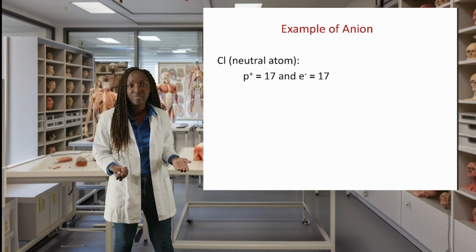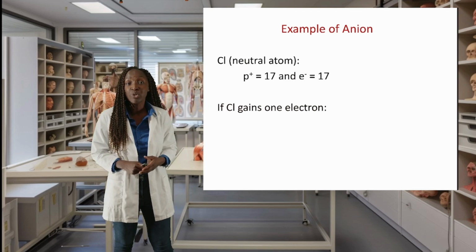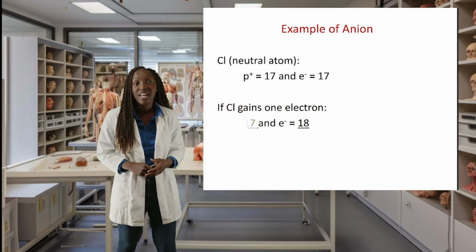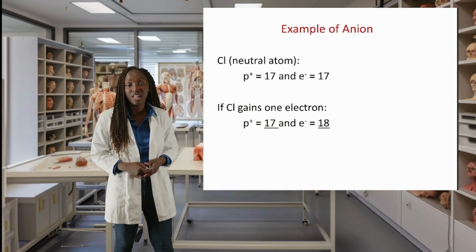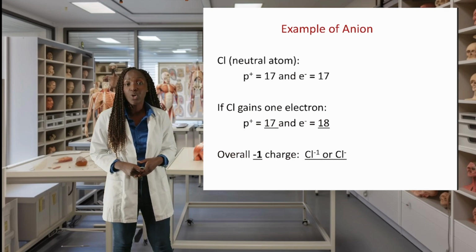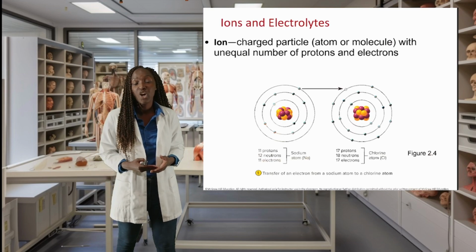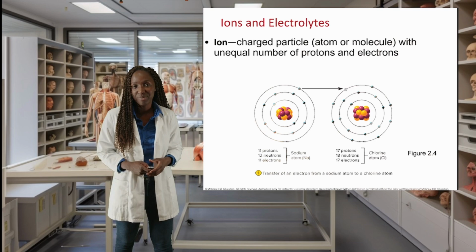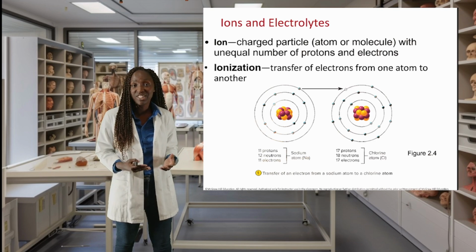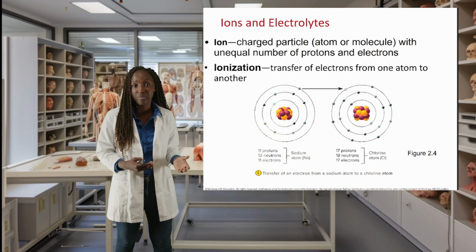We can look at an example of an anion. Let's look at chlorine. Typically, a neutral atom of chlorine has 17 protons and 17 electrons. However, if chlorine gains an electron, then we have 17 protons, because they stay the same, and 18 electrons, which leaves us with an overall charge of -1. So an ion is a charged particle with an unequal number of protons and electrons.